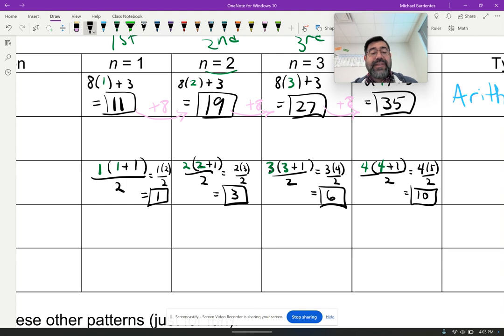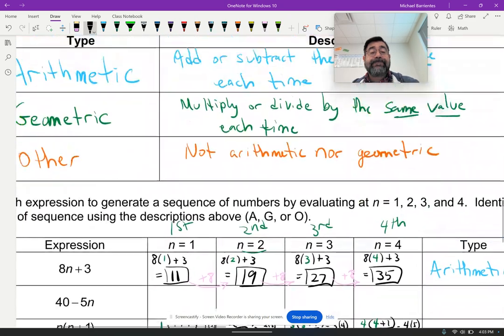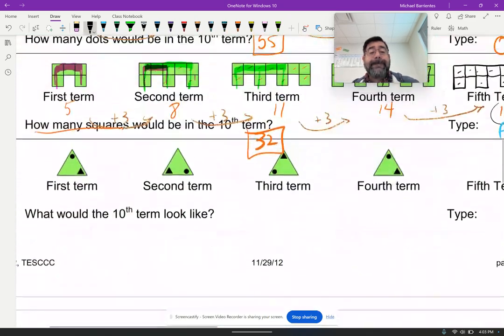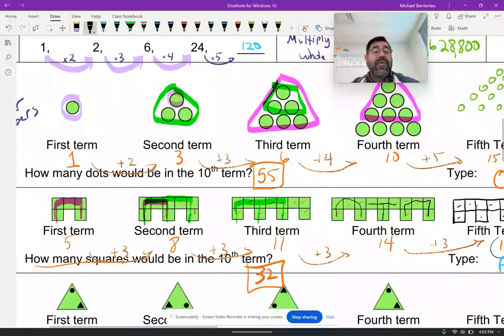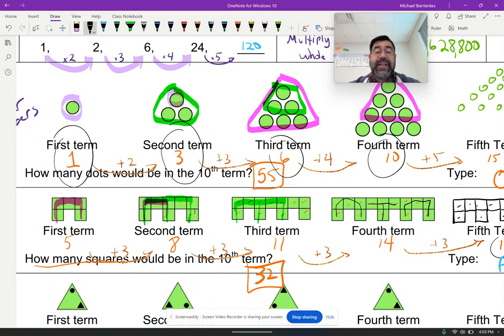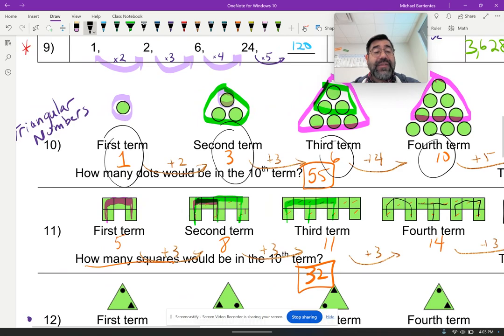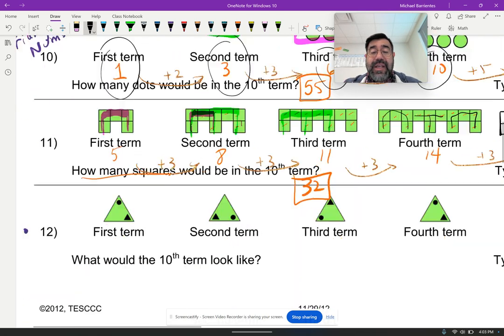Wait a minute. Where have I seen these numbers before? 1, 3, 6, 10. Oh, it's the triangular numbers that we did with number 10.